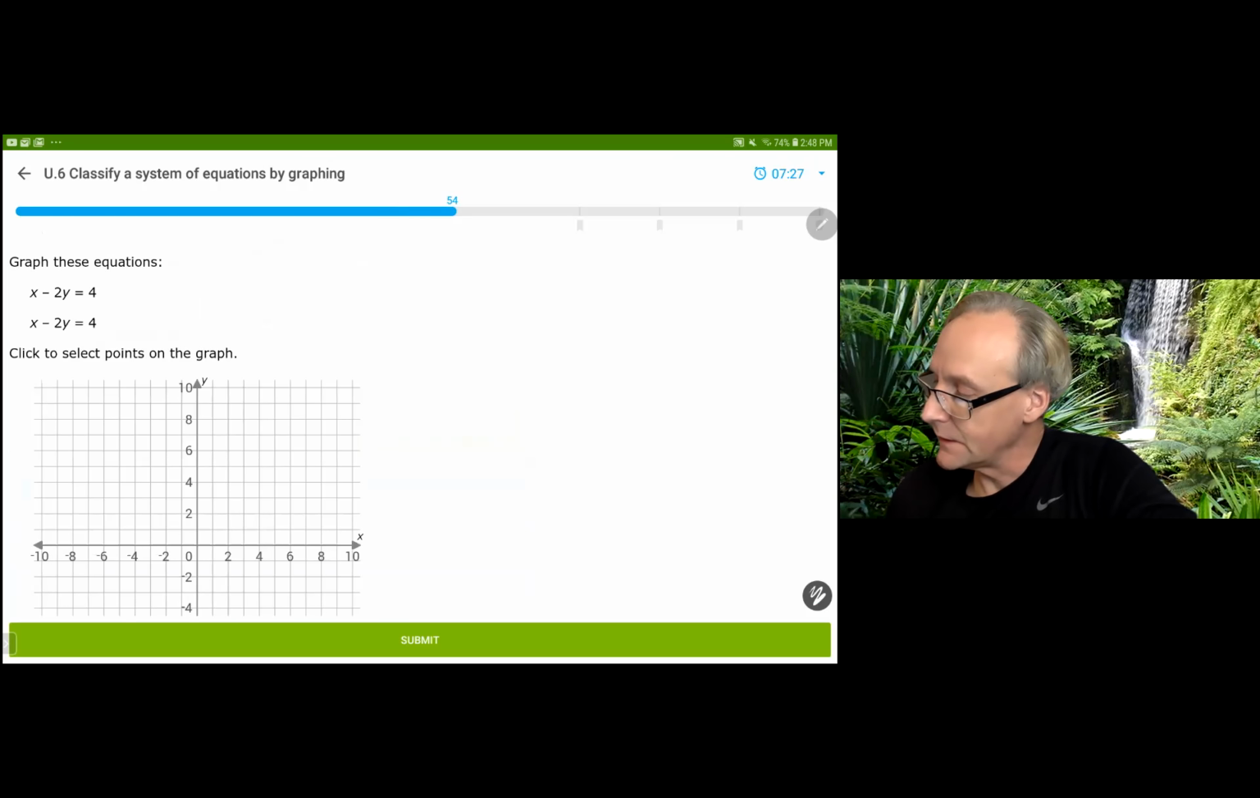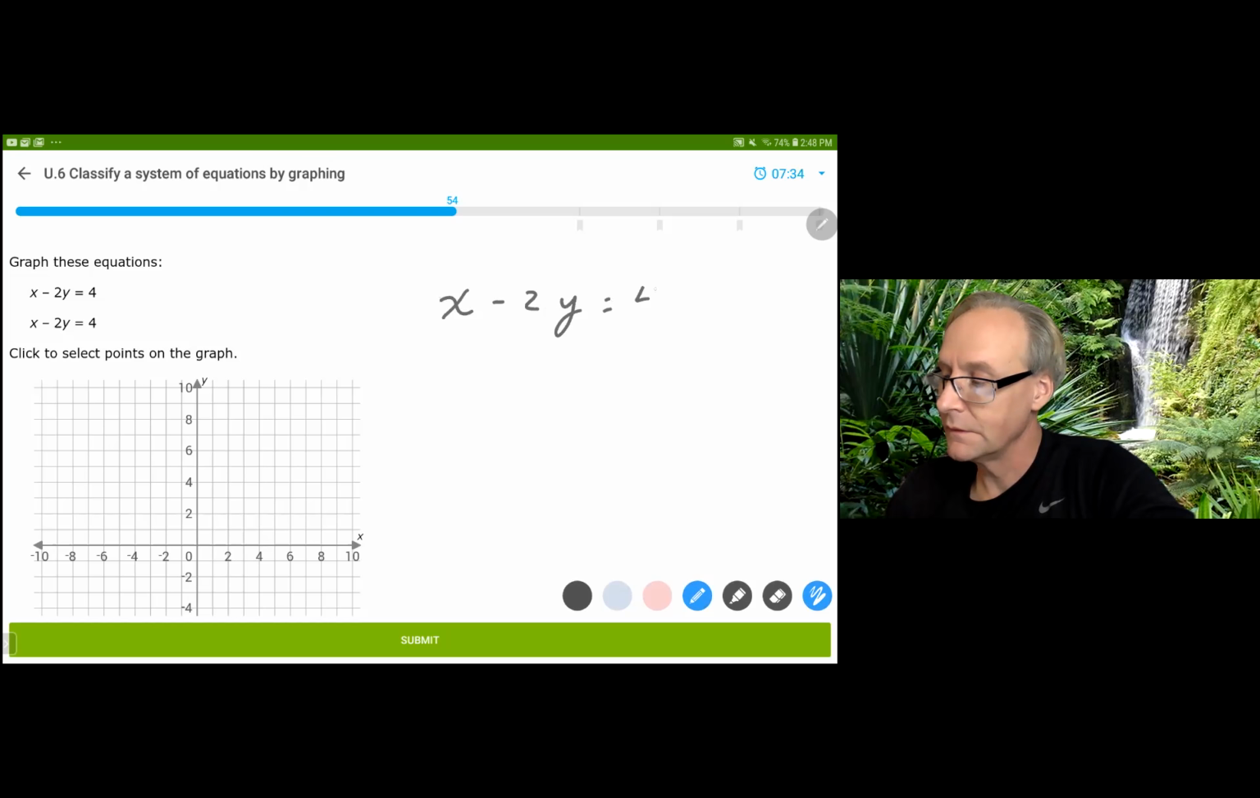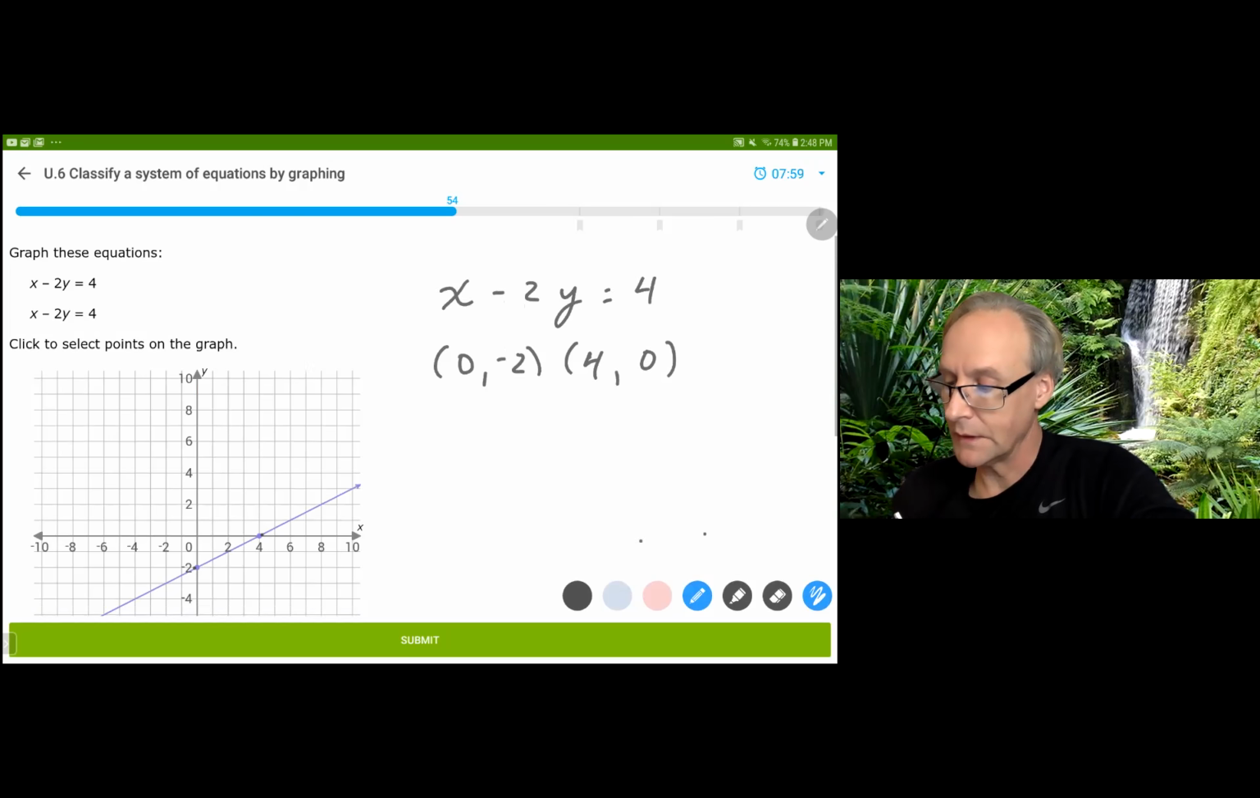This time, instead of using the slope and intercept, we could use intercepts. Here's using intercepts. If I put 0 for x, I get -2 for y. If you want to see this in more detail, just take a look at standard form equation graphing. If y is 0, x is 4. Basically, what I'm doing is just covering up part of it. 0, -2 is right there, and 4, 0 is right there. So there's one of our lines.